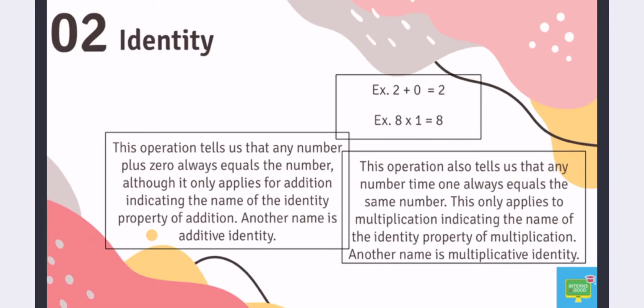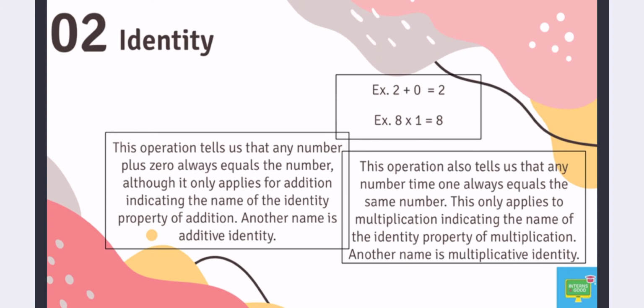This operation tells us that any number plus 0 always equals the same number, although it only applies for addition, indicating the name of the identity property of addition. This operation also tells us that any number times 1 always equals the same number. This only applies to multiplication, indicating the name of the identity property of multiplication.